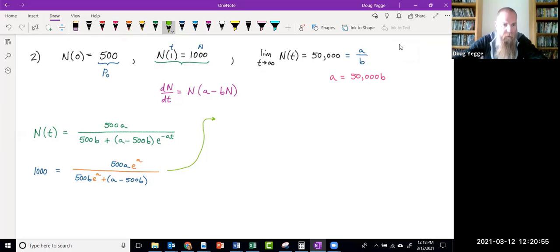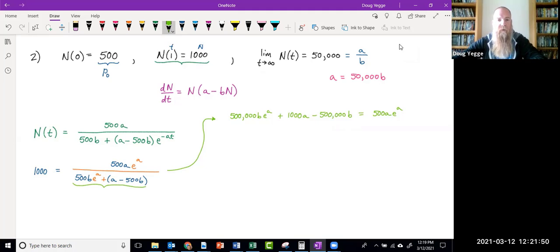So when we do that, that's going to become 1,000. I'm going to multiply this over to the left side. So that gives me 1,000 times 500 is 500,000 B E to the power of A plus 1,000A, and minus 500,000 B, and all of that should equal the numerator, which is 500A E to the A. And that should do it.